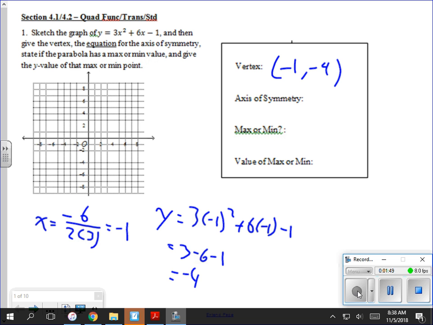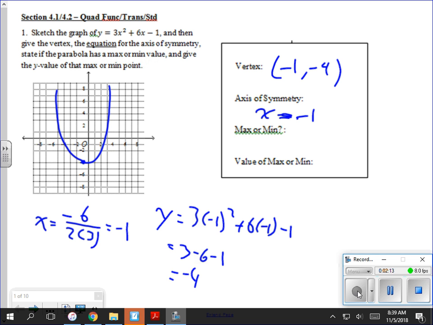The axis of symmetry: x equals the x-coordinate of your vertex. So x equals negative 1. For a max or min, I need to know does it open up or down. Positive x squared, so it opens up. And if I want to go ahead and graph that now, negative 1, negative 4 is right here. It looks something like that.